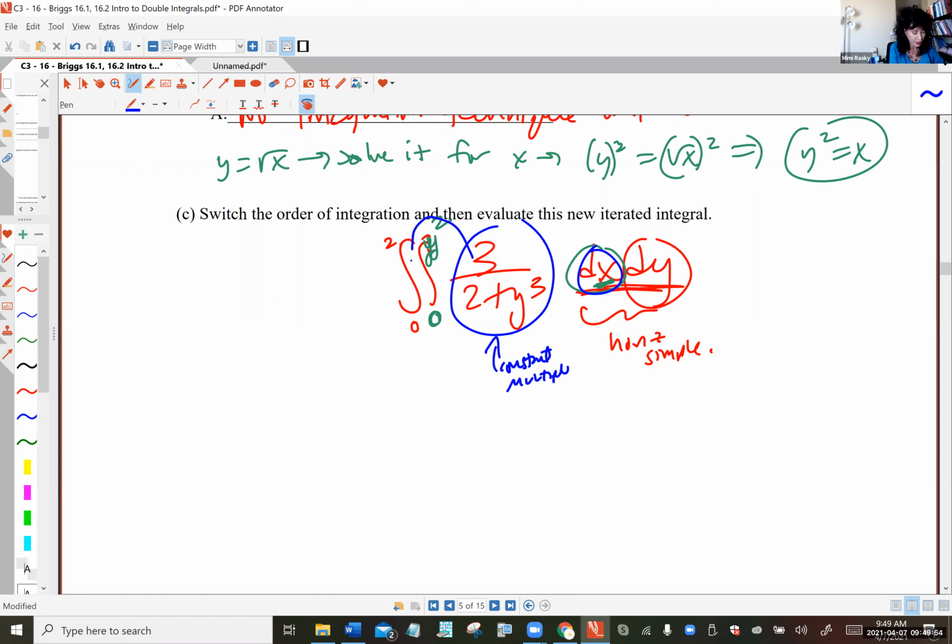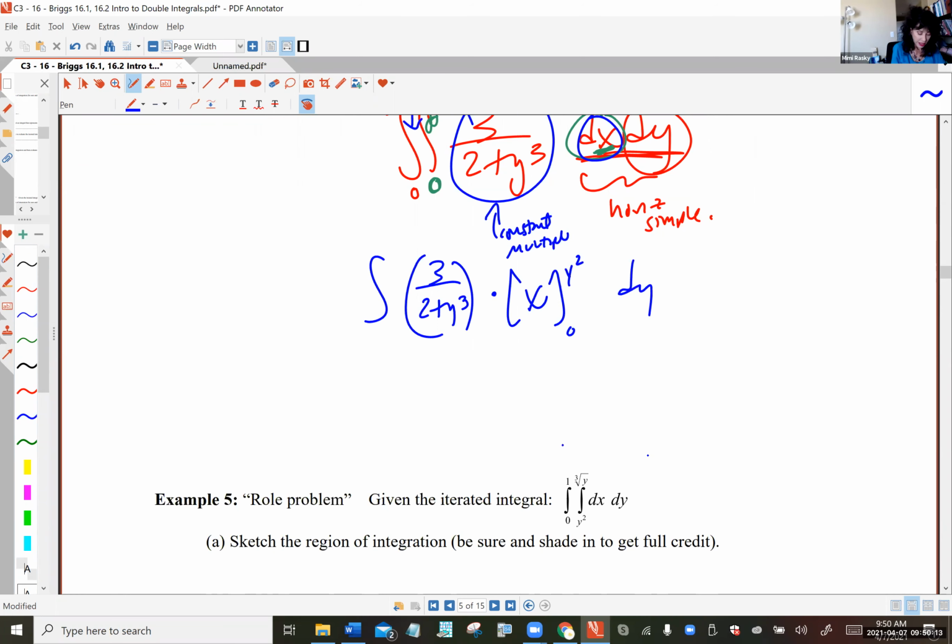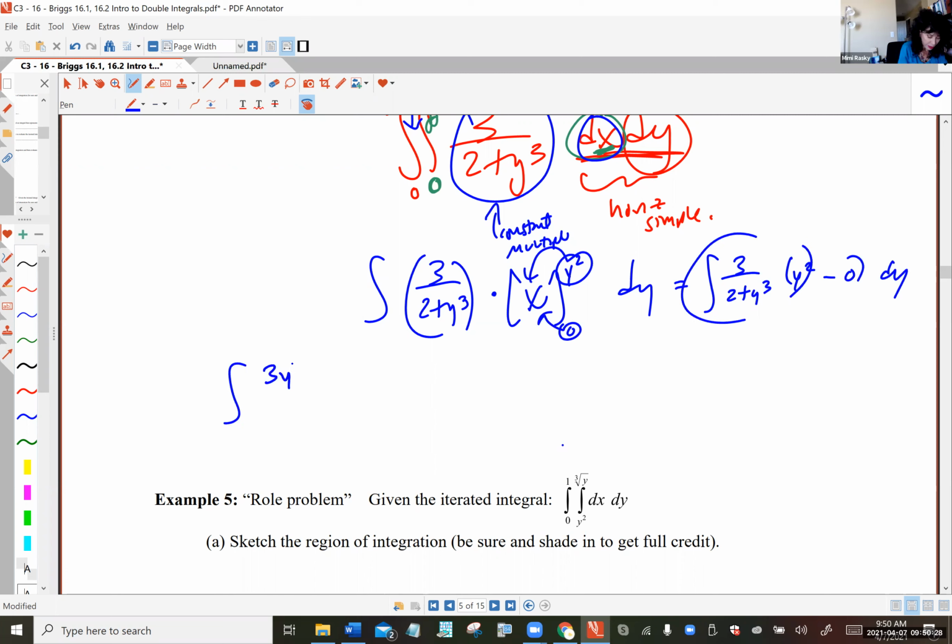So you can kind of pull it out in front of the integral if you want to. What is the antiderivative of some constant with respect to x? It's the constant times x, and x is going between the limits of 0 and y squared. And so we'll honor that. We'll still have this constant multiple, 3 over 2 plus y cubed, and we plug in the upper limit, and then plug in the lower limit, but it's just 0. And so then we're down to 3y squared over 2 plus y cubed dy.